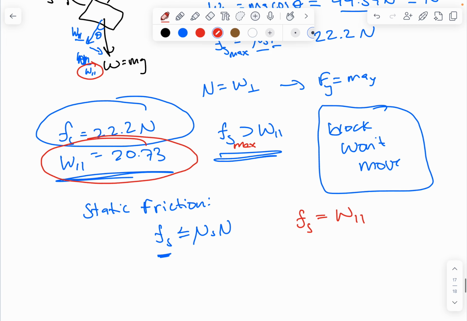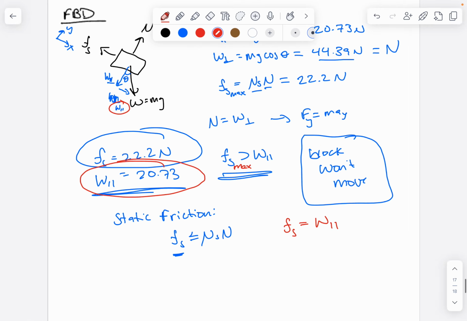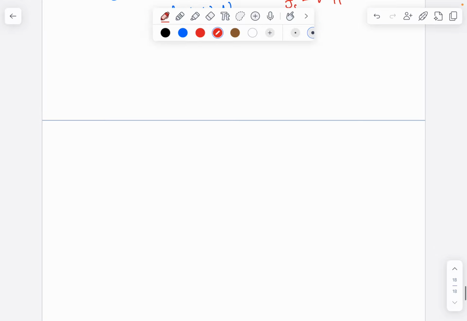But our actual static friction of 22.2 newtons is less than the maximum static friction, that transition point that I talked about in my last video. And that transition point is 22.2. So that is how we know if the block is sliding. Hopefully that made sense. Let's try one more problem.